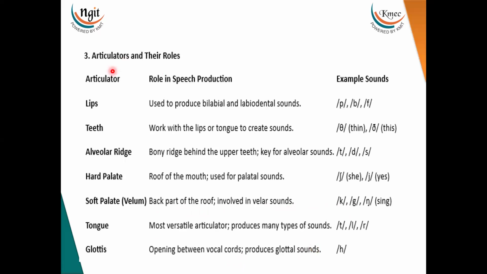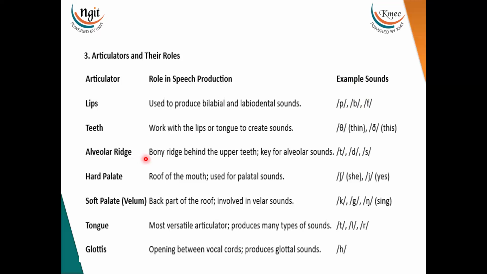So the following are the articulators and their roles. First, let us see lips, which are used to produce bilabial sounds and labiodental sounds, the letters or alphabets which produce the sound using this articulator. For example, let us consider P in PAT, pat. When we say pat, the P in pat is a bilabial sound. Then teeth work with the lips or tongue to create sounds. An example would be think.